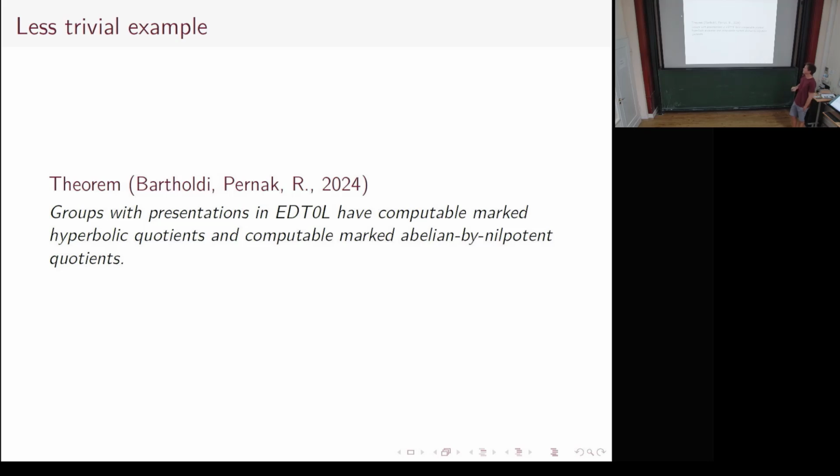So, a result with Bartholdi and Pernack: groups with presentations in EDT0L have computable marked hyperbolic quotients and computable marked abelian nilpotent quotients. So this extends results of Bartholdi, Eick, and Hartung. And the phenomenon is exactly the same. You have those two groups, and you're asking, is the bottom group a quotient of the above one? And I have infinitely many relations, and for some reason, here it's equational Noetherianity, I'll be able to reduce those infinitely many relations to finitely many relations.